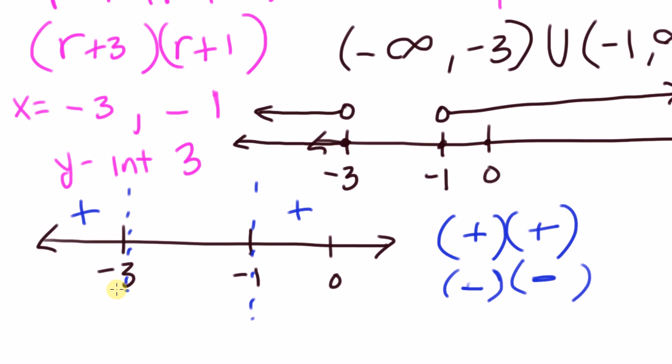Pick a value in between -3 and -1, and you'll know what happens there. So between -3 and -1, I'm going to pick -2. If I plug it in here, the positive is bigger, so this guy's going to be positive. And then when I plug the negative in here, -2 plus 1 is -1, so this guy's going to be negative, and positive times negative is negative.